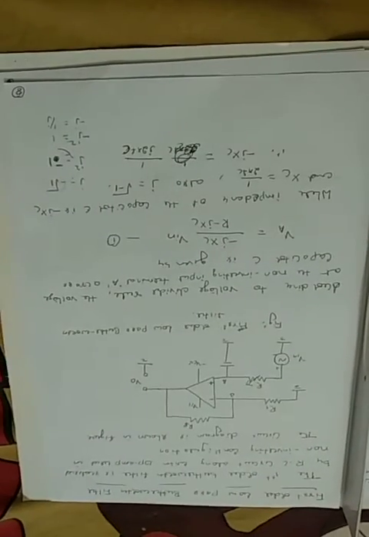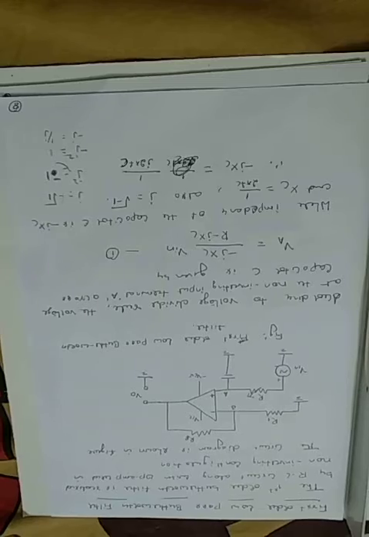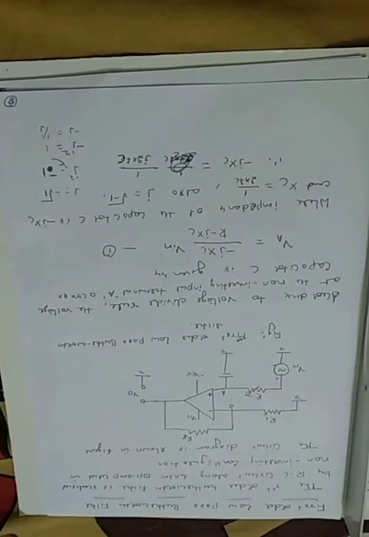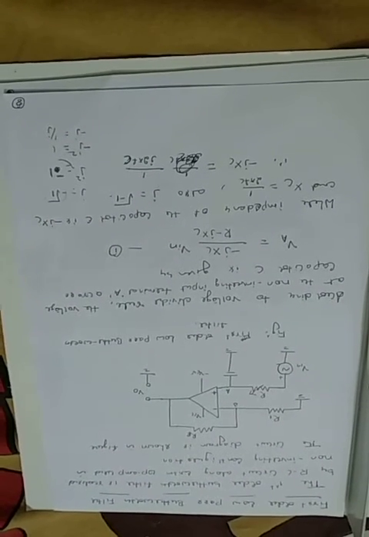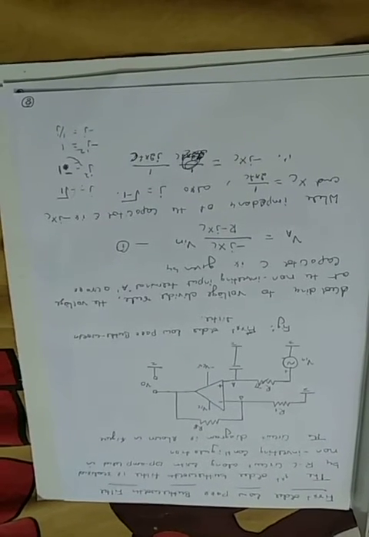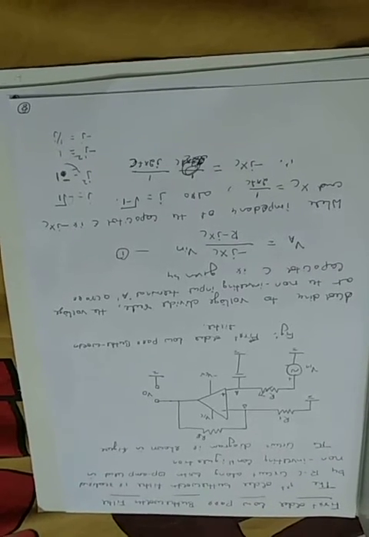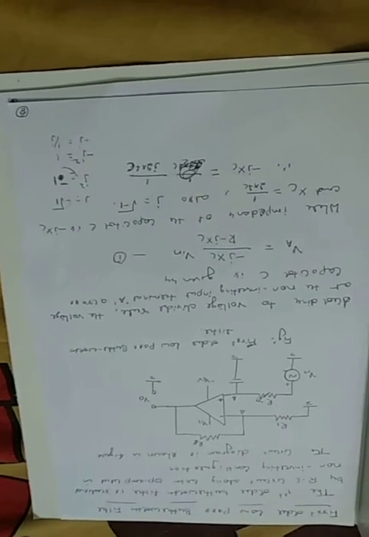Hello everyone, in this video we'll see the first order low pass Butterworth filter. As we discussed in the previous video, for the first order low pass filter, in the stop band region, the gain will decrease at the rate of 20 dB per decade. Okay, so we'll see how it is now.